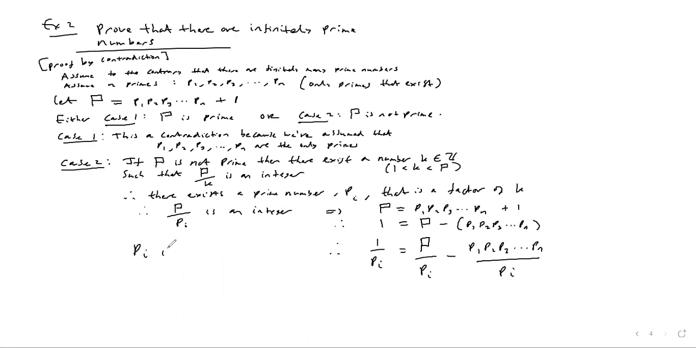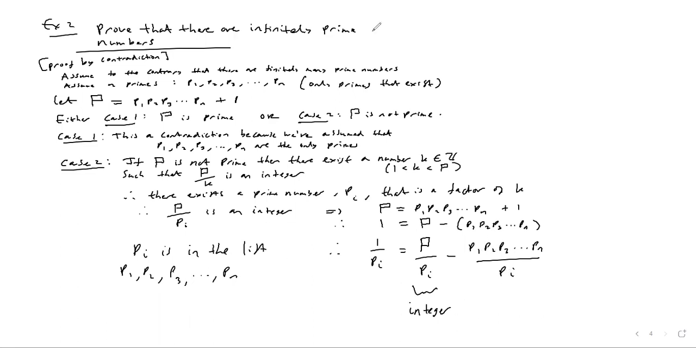So Pi is in the list P1, P2, P3 up to Pn. We've assumed that there are a finite number of prime numbers. These are the only prime numbers in the universe. So Pi must be in that list; it must be one of those prime numbers. So we know that this capital P divided by Pi must be an integer, because Pi must be a factor of this capital P.